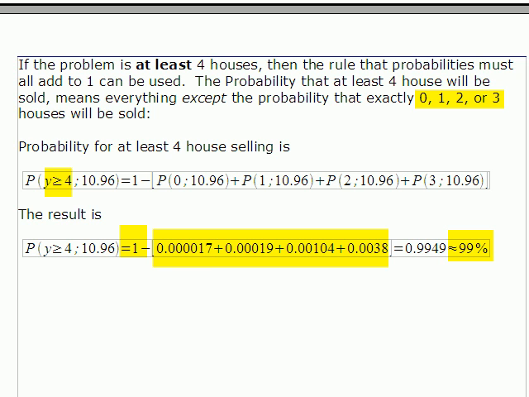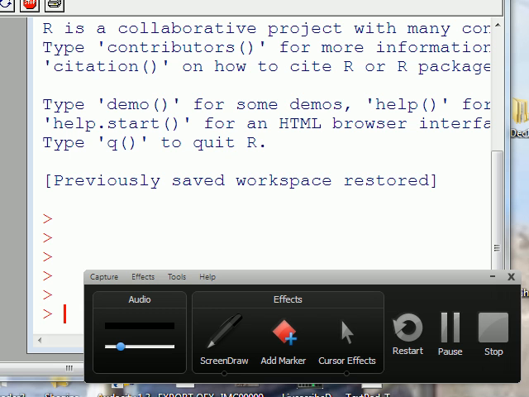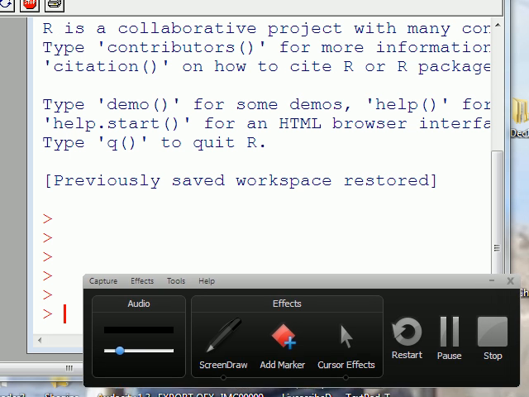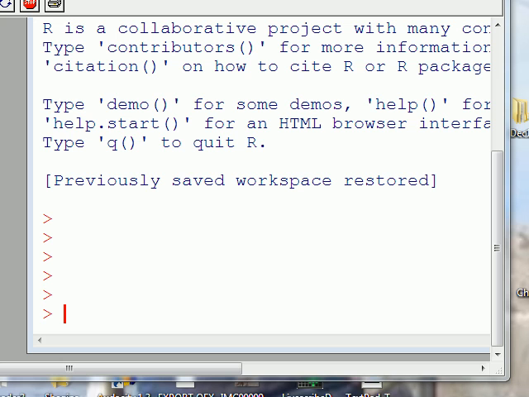Now let's go to R, and I'll show you how to do the problems again using R. Okay, so here I am using R, and we're looking at the Poisson distribution, and I want to be able to find values for some exact number, or for at least, or at most, some random variable.